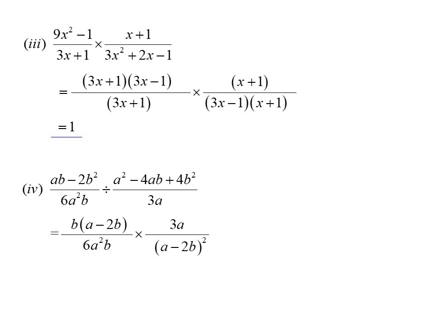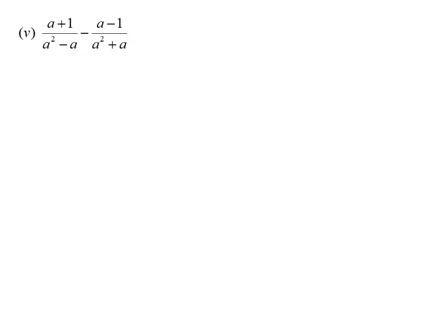Okay. Which one will I do first? Probably the ab minus 2b squared. It's just a common factor. Then I've got a trinomial. Oh, it's actually a perfect square. a minus 2b all squared. There we get cancelling. We've got a's, b's, the a minus 2b's. And we're left with that. 1 on 2a, a minus 2b.